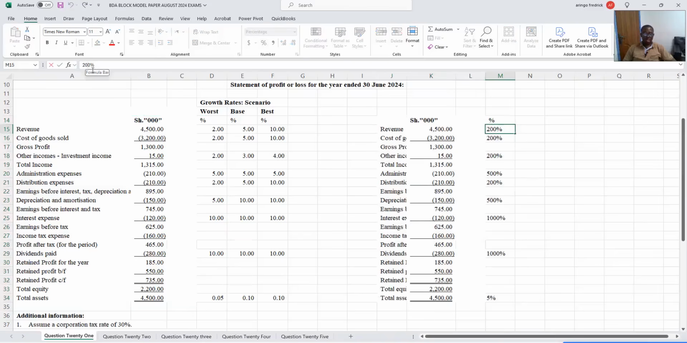So this is 2%, 2%, 2%, 5%, 2%, 2%. These are 10%, that is, of course, 10%. And this should be 10% and 5% respectively.